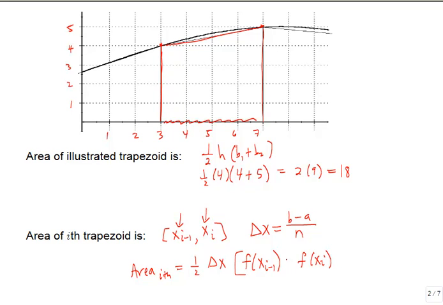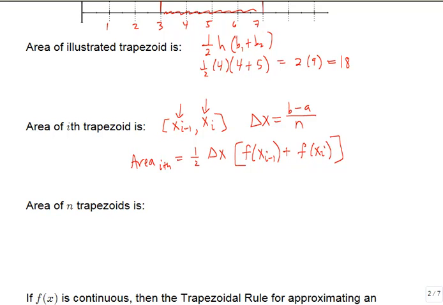And these two bases get added together. So we have 1/2 our height times base 1 plus base 2. And if you want, you can substitute in for this delta x that b minus a over n. So this is what the ith trapezoid would have for its area. This would be its formula.